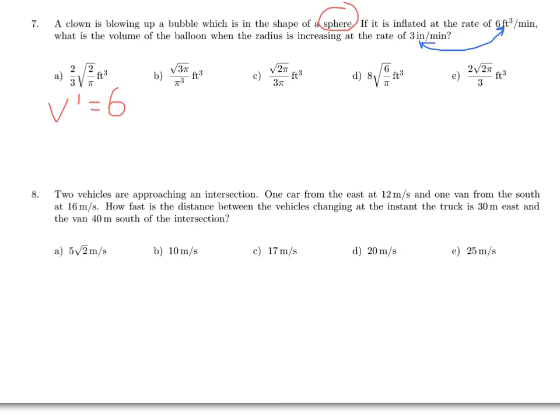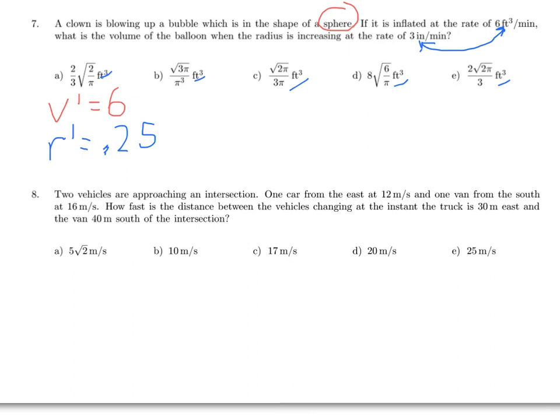Now, this is a bit concerning. We have cubic feet and inches. It is not okay to work the problem half in feet and half in inches. We need to pick one. Given that all the answers are in cubic feet, I choose to do feet. So r prime, 3 inches out of 12 inches for a foot, means that 3 inches is 0.25 feet per minute.